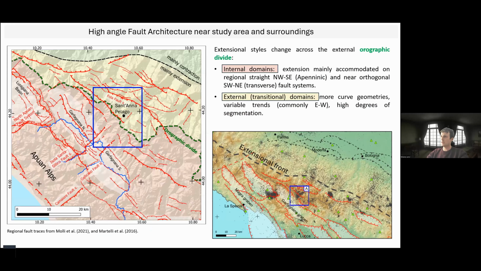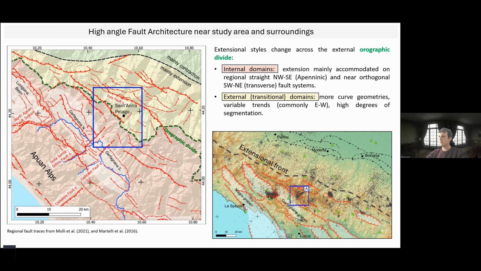If you zoom in a little further, we observe that the stepping pattern also exists in the orographic divide, and across the divide, the extensional faults are differently arranged. In fact, the divide separates an internal domain with long and hard-linked rift and transverse faults from an external one marked by highly segmented curved faults with poorly expressed transverse faults.